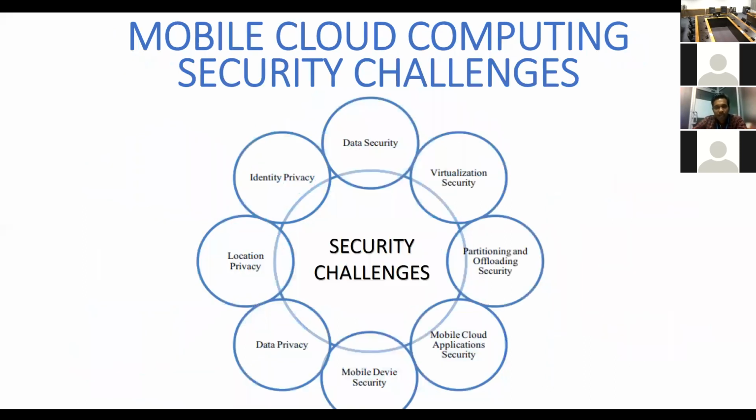Now, the next slide actually focused on some of the mobile cloud computing security challenges that are out there. I'll try and cover, let's say, a few of them. There are about 6 or 7 of those. I'll see if I can cover maybe 3 or 4, depending on the time. The first one is data security and data privacy.